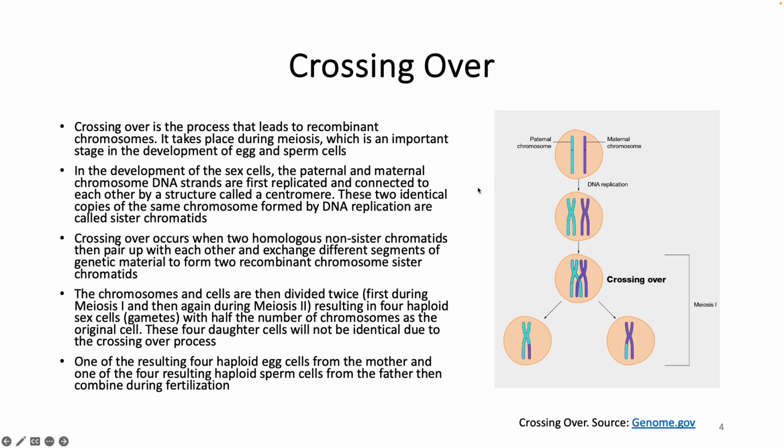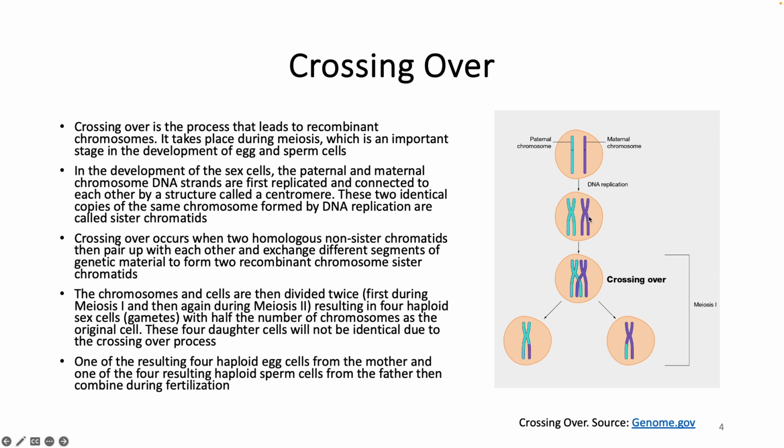So in the development of a sex cell, the paternal and maternal chromosome DNA strands are first replicated. So this first step we see here is the DNA is getting replicated, and each replicated piece of DNA is connected to each other through a structure called a centromere.